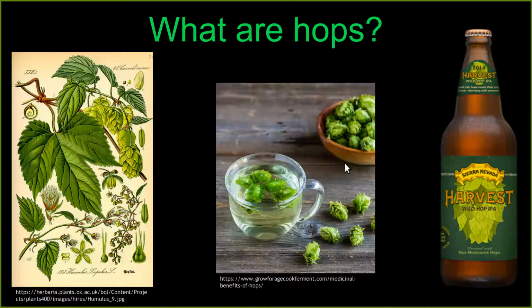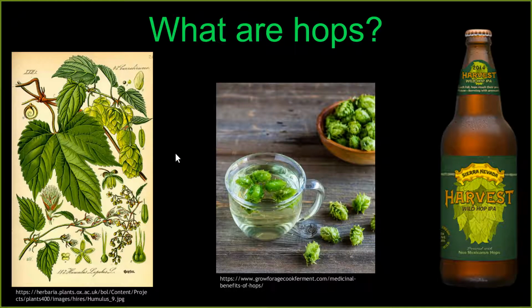Hops also have medicinal value, and one of the common medicinal uses is to make a tea out of the cones, which you can see here. The tea has a sedative effect, which some people take to help with sleep. But by far the most common use of hops is in beer today.